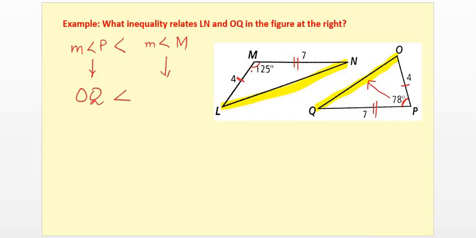Then we will check what is the side opposite to angle M. The side opposite to angle M is LN. So we can conclude that OQ is actually less than LN. And what is the reason? Because OQ is lying opposite to a smaller angle as compared to LN, because LN is lying opposite to a larger angle. The idea is very simple and it's very easy to understand.